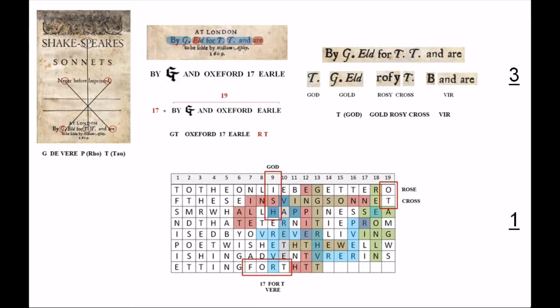If I'm right, then it may symbolize John Dee's belief in the 3 and 1. God is a Trinity plus his creation. On the cover of the Sonnets, I found 3 examples of God, Vere, and Rosy Cross. So we have 3 on the cover, plus 1 in the dedication. 3 and 1.